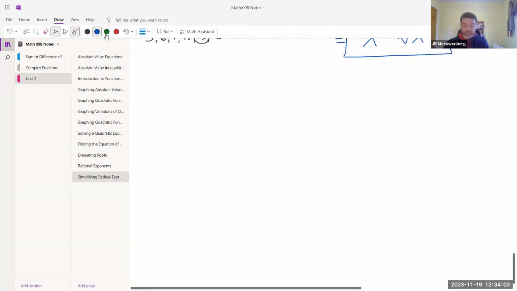We can do this with multiple bases as well. We've got two more for us to look at here. Let's do the cube root of 16x to the 19th.